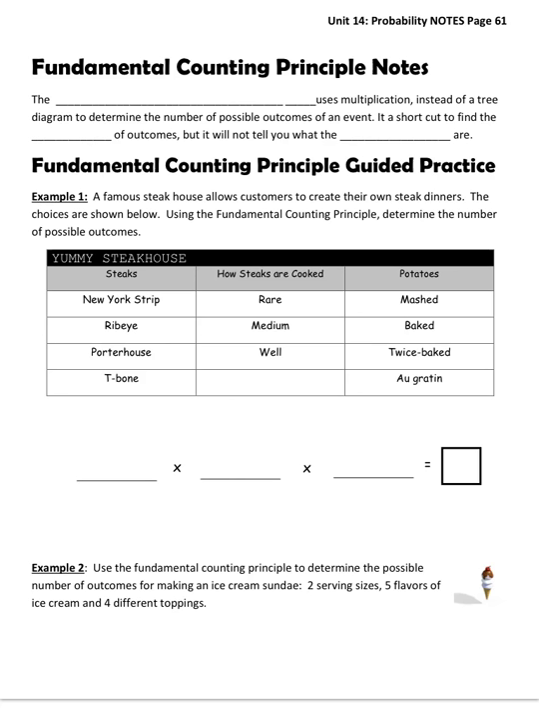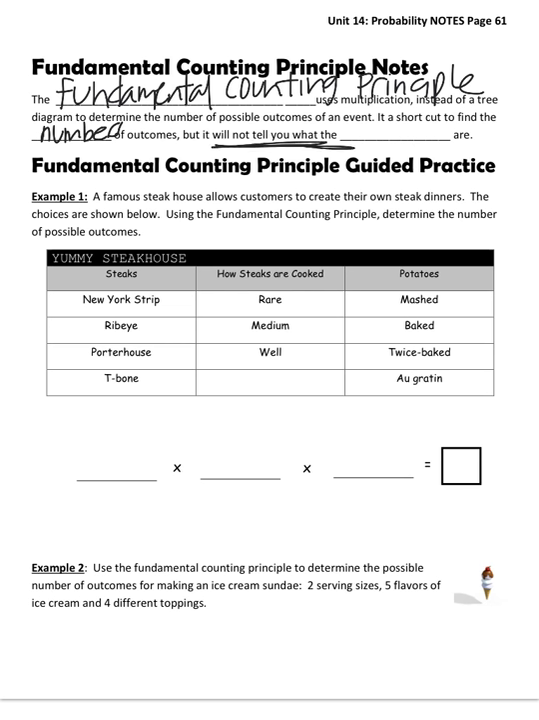Okay, so now we're going to talk about the fundamental counting principle. The fundamental counting principle uses multiplication instead of a tree diagram to determine the number of possible outcomes of an event. It is a shortcut to find the number of outcomes, but this is important, so I'm going to underline this. It will not tell you what the combinations are.